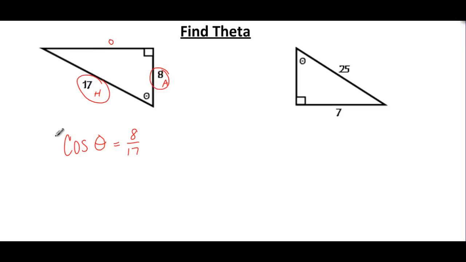Now this is a function, it's cosine of theta. It's not cosine times theta, so we can't divide by cosine. It's kind of like when we had matrices and we couldn't divide by a matrix. We had to use the inverse matrix. It's going to be the same thing here. To move the cosine over, in essence, to get theta by itself, what I'm going to do is the inverse of my cosine value. And that's cosine to the negative 1 of 8/17.